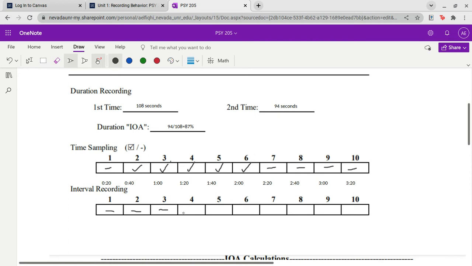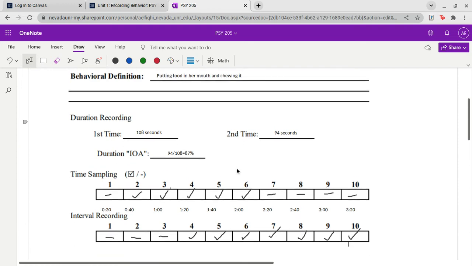And then for the one that we did in class, we got from that point on that at all of these intervals, there was some instance of the behavior. So I'm going to go ahead and fill those in. That's what we kind of agreed on as a class. So that means in any of these 10-second intervals, we saw some instance of her engaging in the eating lunch behavior. So that is how we would go through the interval recording.